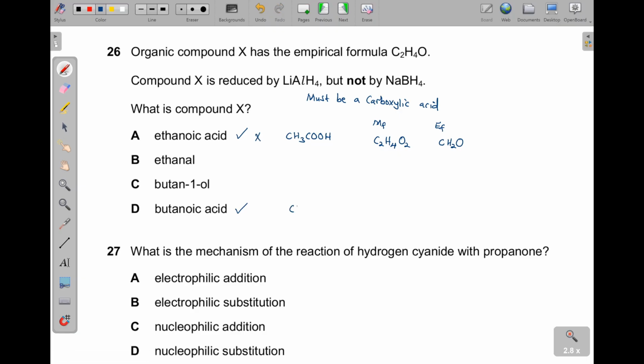But when we come to butanoic acid, we are going to have CH3, CH2, CH2, and COOH. The molecular formula is going to be C4, H8, and then oxygens are 2. Then for the empirical formula, we divide all through by 2, so it will be C2, then H4, and then O, which corresponds to the one given here. So our answer is D, butanoic acid.